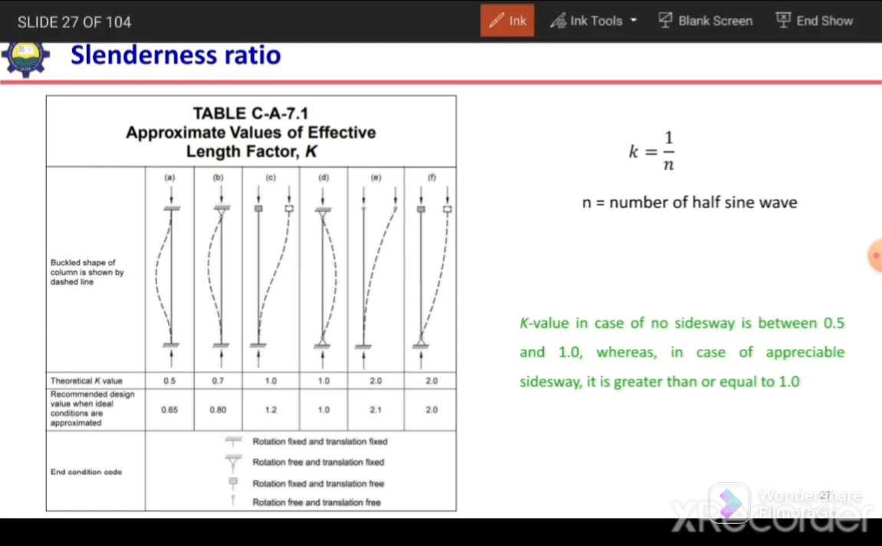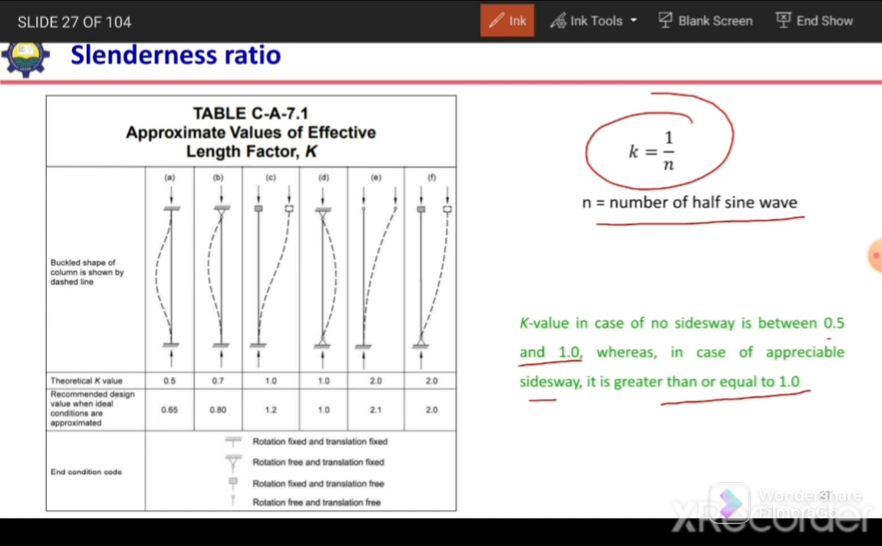The next is how we can calculate this effective length factor K. We have a simple expression: K is equal to 1 over N, where N is the number of half sine waves. So the K value in case of no side sway is between 0.5 and 1, but when there is appreciable side sway, its value can be equal to 1 or greater than 1. This needs to be understood: when there is no side sway, its value will be from 0.5 to 1, but if there is side sway, its value will be 1 or greater than 1.